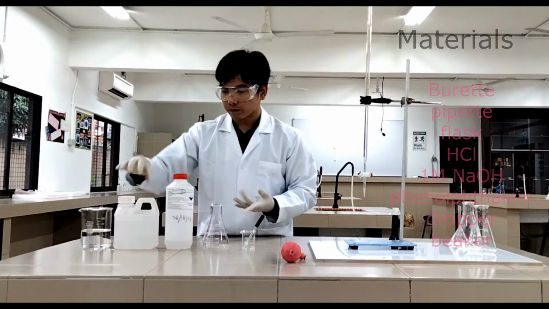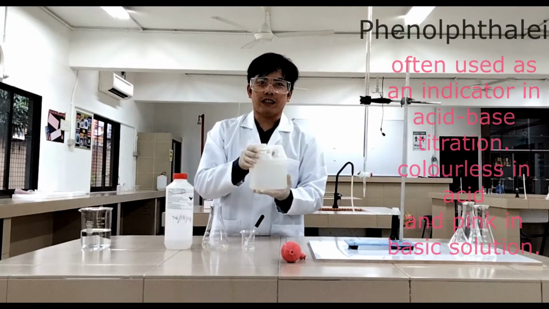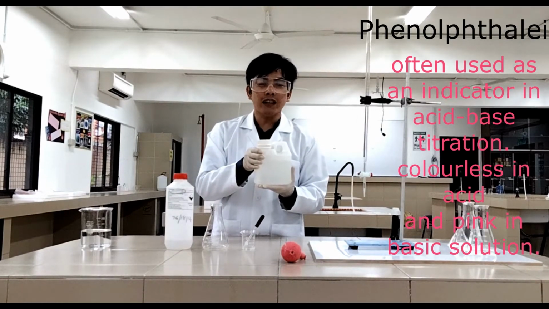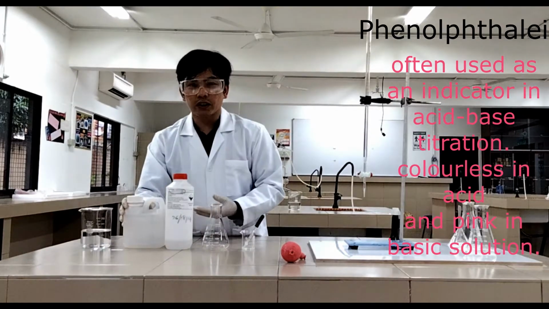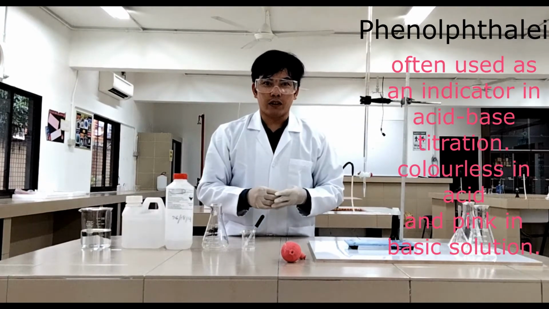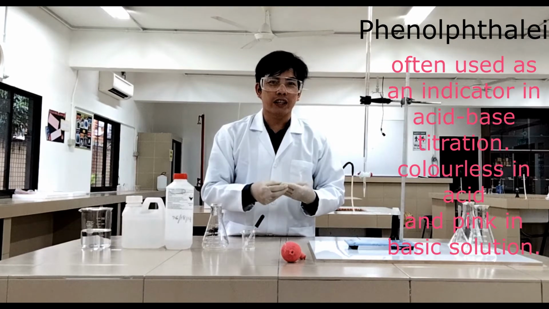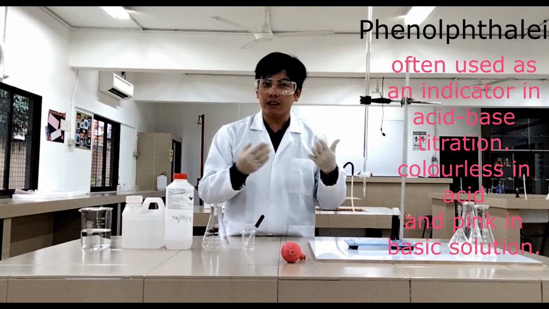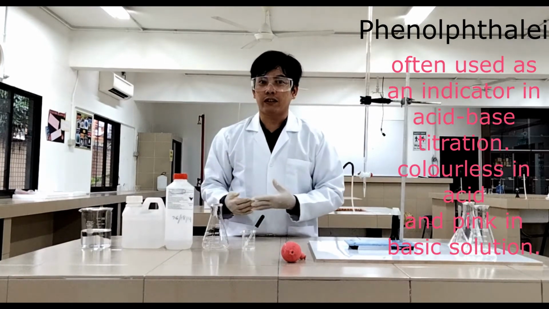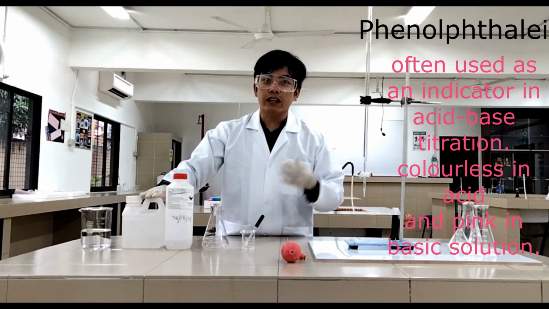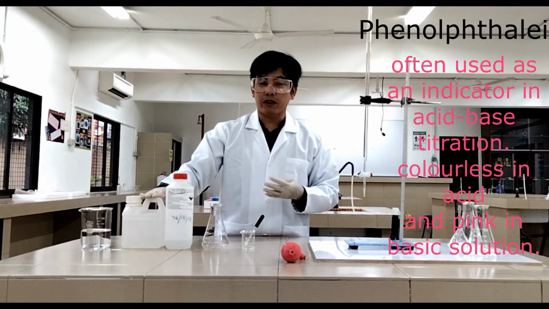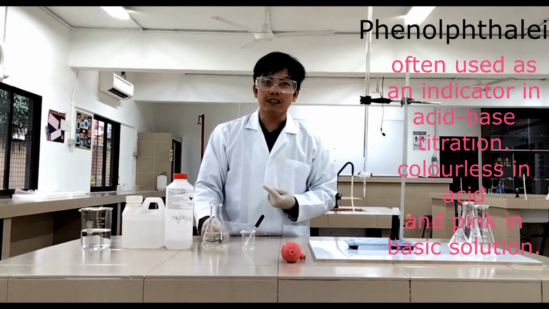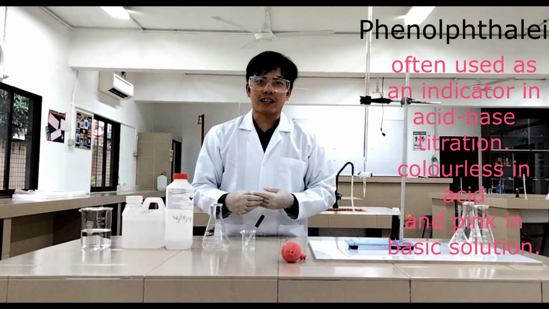Okay? Then, phenolphthalein. Phenolphthalein is the indicator that we are going to use for this experiment. Why not universal indicator? Because universal indicator has different colors like red, orange, yellow, green, blue. So you cannot simply identify whether it's acid, neutral, or alkaline. But in phenolphthalein, you can see a distinct color because it only has 2 colors. One is colorless, the other one is pink. It's colorless for acid, it's pink for base or alkaline.